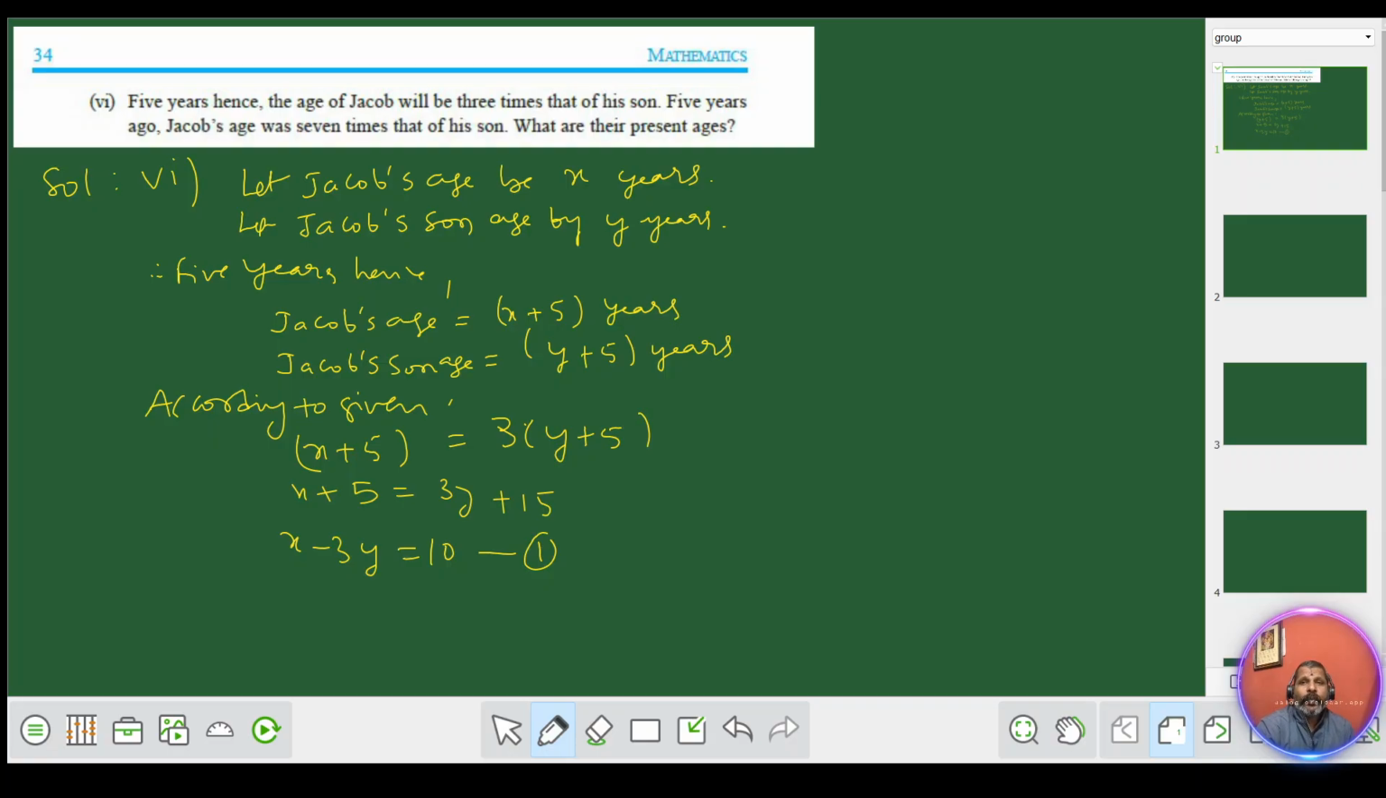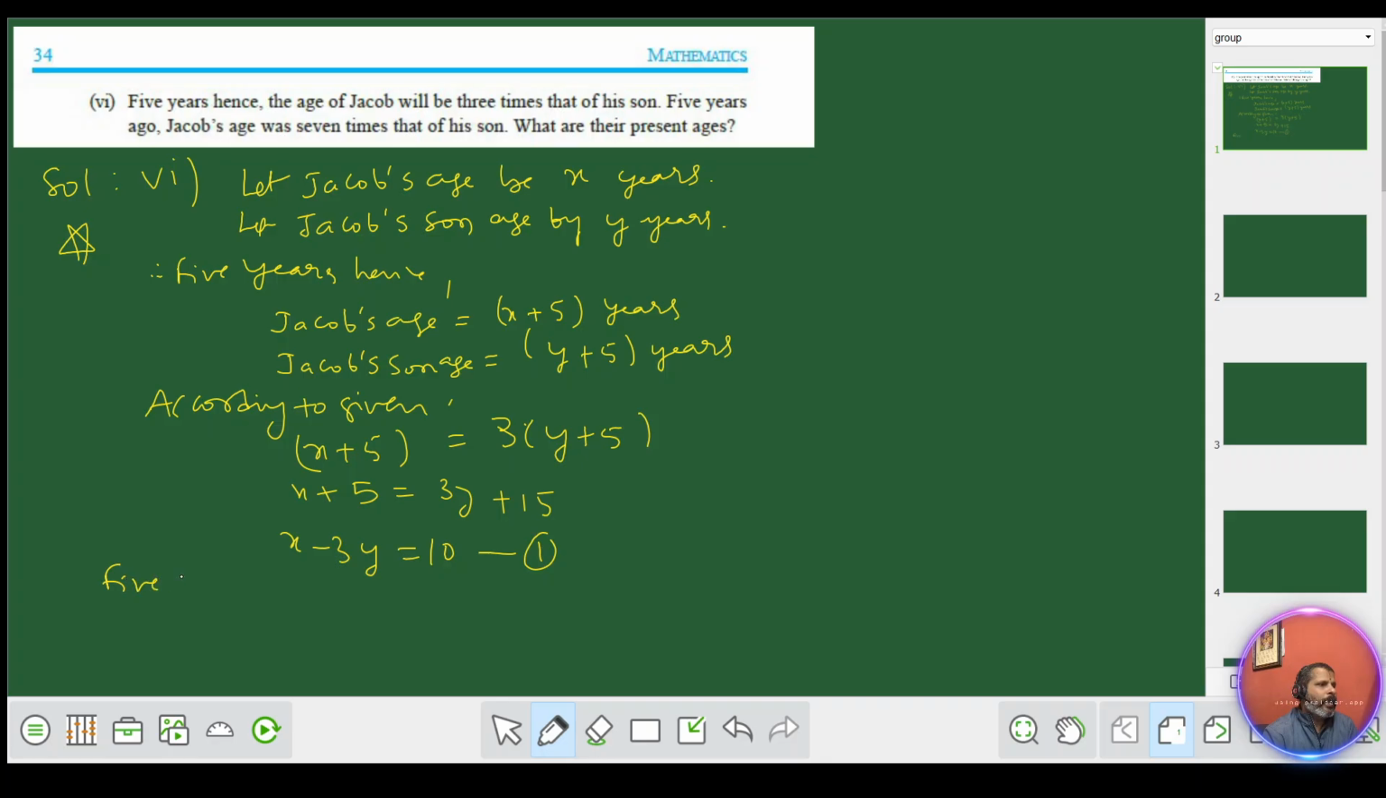Please understand here, it's a very important question. I'll give a star for this question because it's an age related problem. Everybody unnecessarily feels age problems are difficult. If you get a thorough understanding, it will be the easiest sum. You have to define the ages again and again according to the question, like 5 years later, 5 years ago, 3 years later. Define the new ages, then construct a relation. So this is one relation. Now 5 years ago, don't jump.